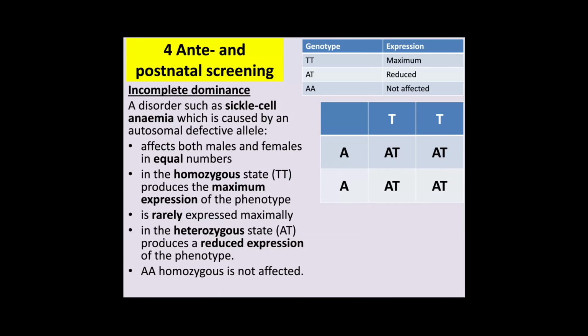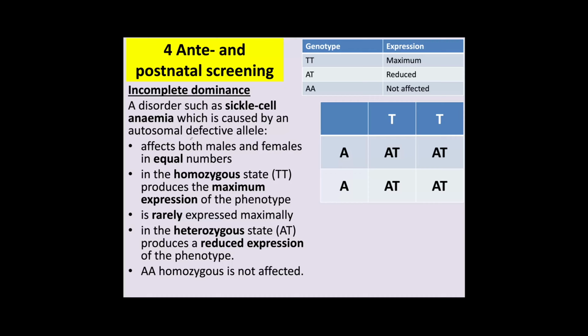Let's have a look at incomplete dominance next. So incomplete dominance is where there are 3 states essentially for the particular condition. So if we look at something like sickle cell anemia, that's a nice example. Sometimes they use thalassemia in the exam, but sickle cell is one of the ones they use. That's caused by an autosomal defective allele. Okay, so it is an autosome which is affected.